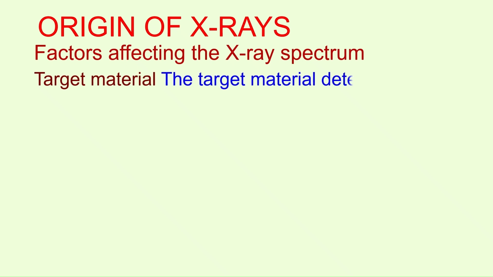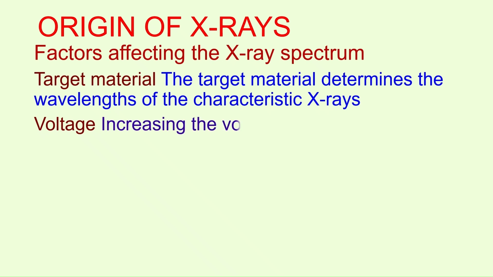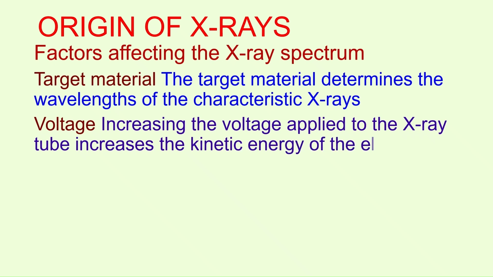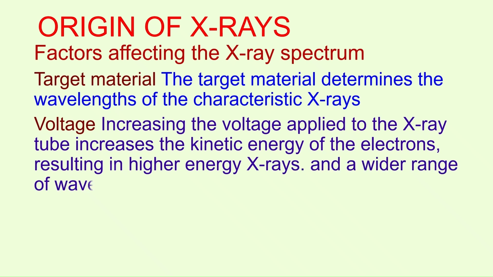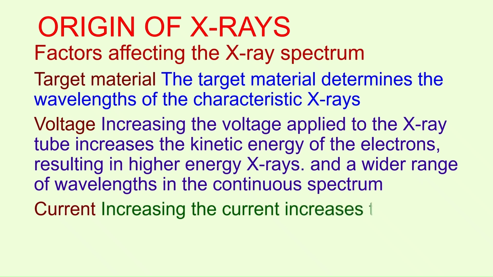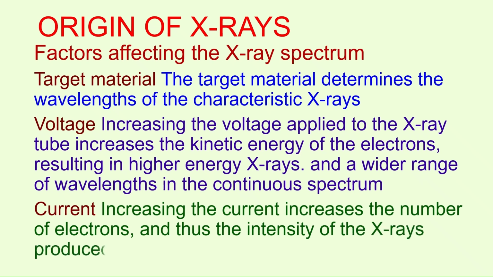Factors affecting the X-ray spectrum. 1. Target material. The target material determines the wavelengths of the characteristic X-rays. 2. Voltage. Increasing the voltage applied to the X-ray tube increases the kinetic energy of the electrons, resulting in higher energy X-rays and a wider range of wavelengths in the continuous spectrum. 3. Current. Increasing the current increases the number of electrons, and thus the intensity of the X-rays produced.